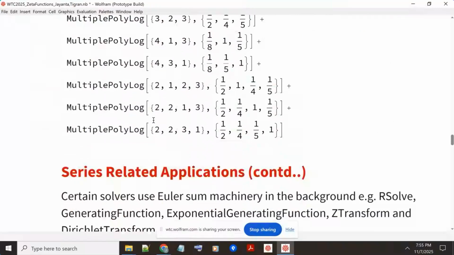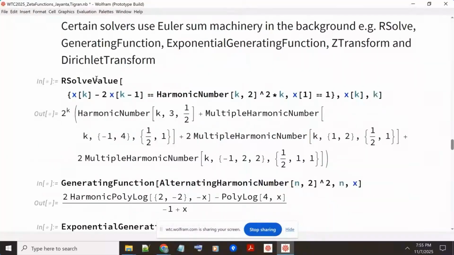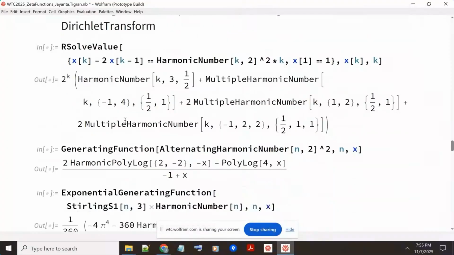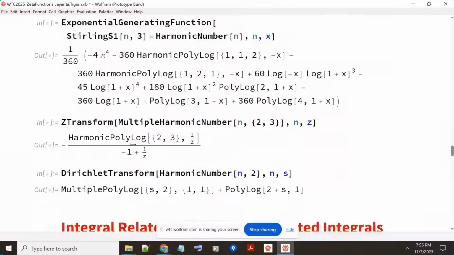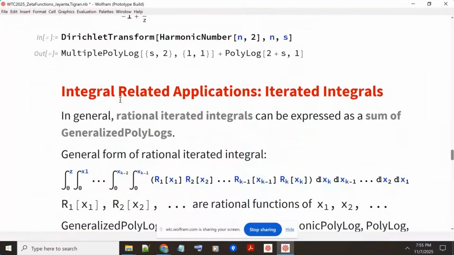Okay, so certain solvers such as RSolve, generating function, and so on, use this Euler sum machinery in the background. So those, like for these, did not evaluate in version 14.3. So those will start evaluating. And let us look at some integral related applications.